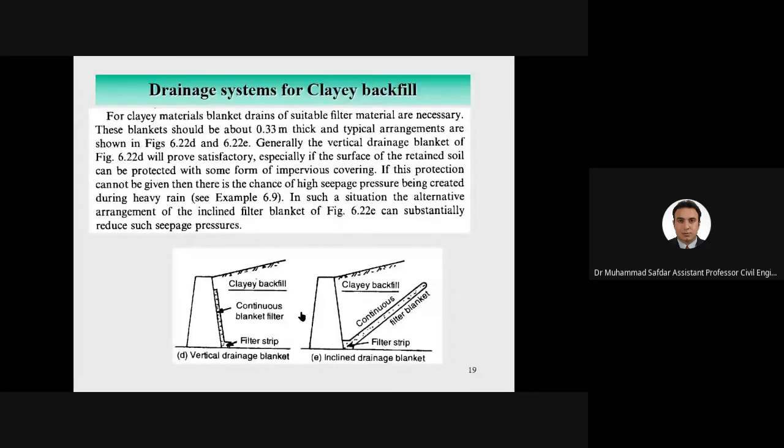Now for clay backfill, continuous blankets or filters are provided so that it won't clog the weep holes and in order to facilitate the dissipation of excess pore water pressure. So different types of filter strips and continuous filter blankets can also be provided to enhance the dissipation of excess pore water pressure.